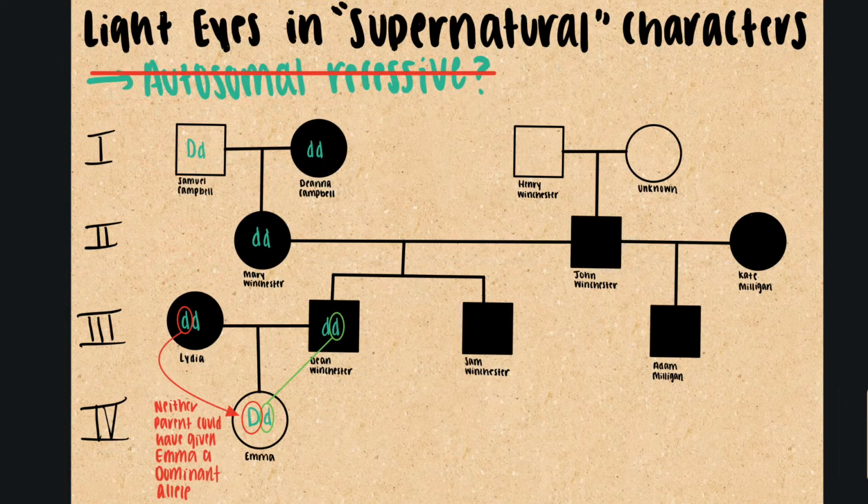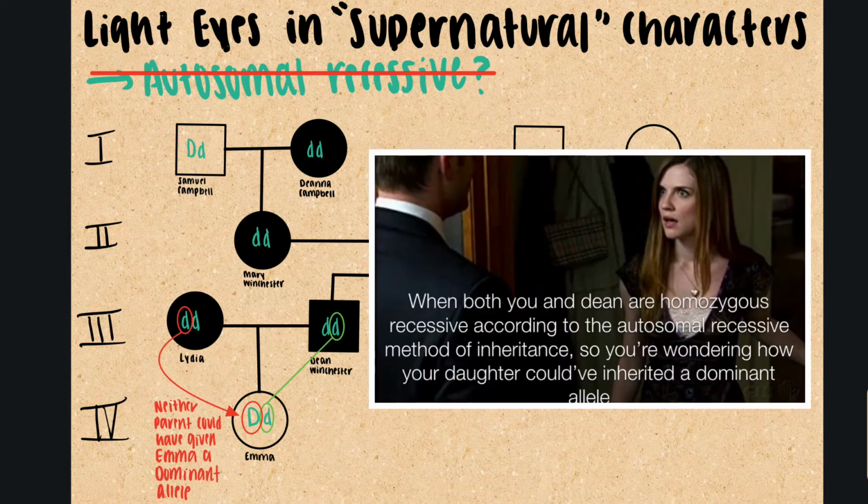In the case of autosomal recessive, the sex of the individual does not matter. The shaded shapes must have two recessive alleles. The unshaded shapes must have at least one dominant allele. If we look at Emma, we'll notice that she is unshaded. This means that she would have required a dominant allele from one of her parents. However, both of her parents are homozygous recessive, so there is no dominant allele present in either of her parents to be passed down to her.